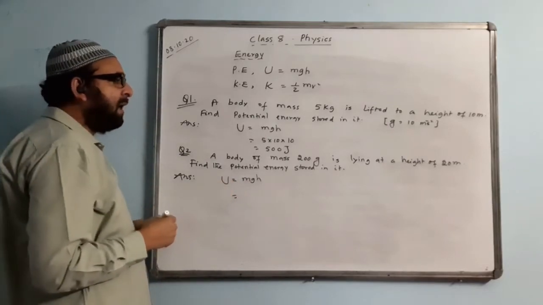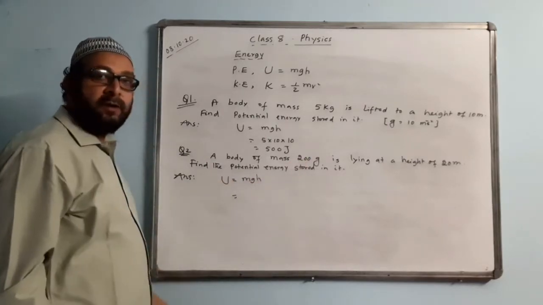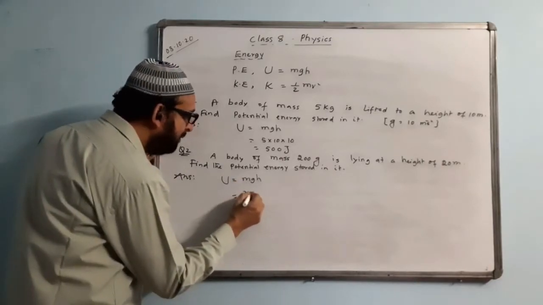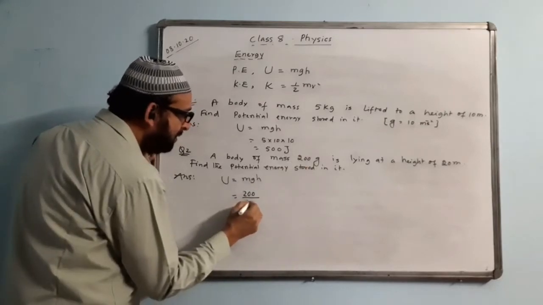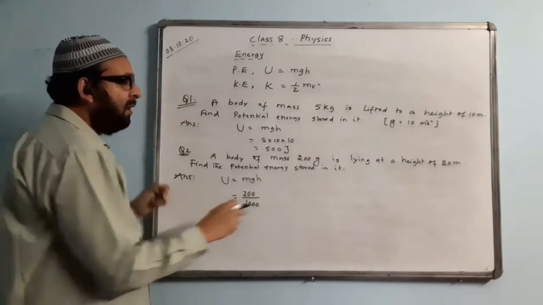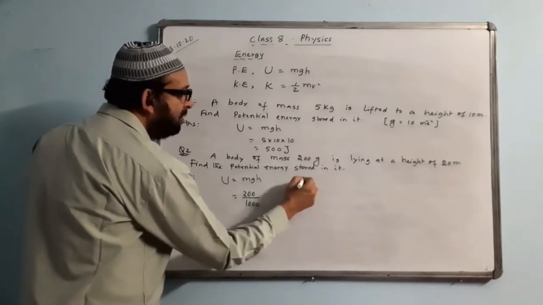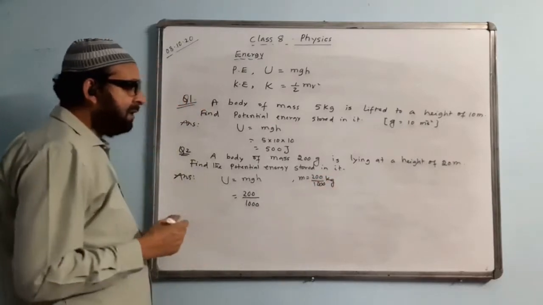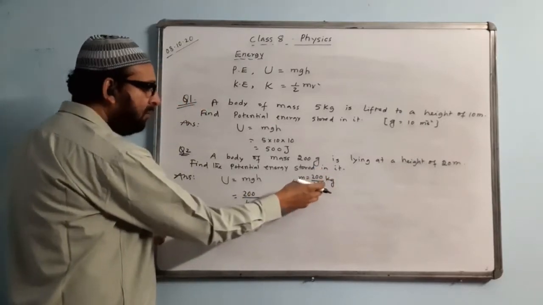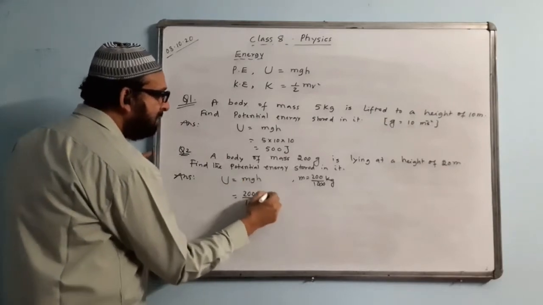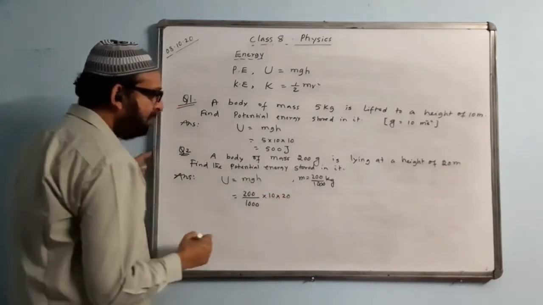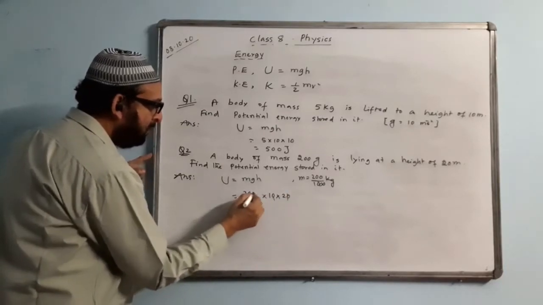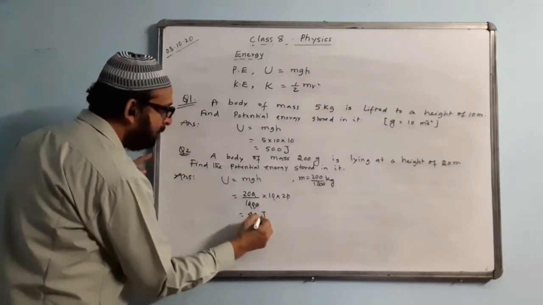Mass is 200 gram. We must be very careful about the unit. Gram we must change to kg. So we change 200 gram to kg: M is equal to 200 upon 1000 kg. We are changing to kg. That value you may cancel here, or you may not. Just keep it here only. G value is 10 and height is given 20. Now we will calculate the answer. 10 and 10 cancel like this. 2 into 20 is 40 joule.